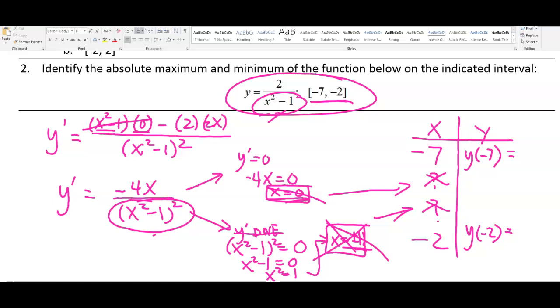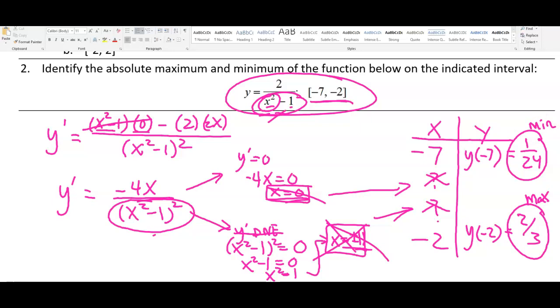Alright, so if I were to plug in -7, that would be 49, take away 1, so that would be 2 over 48, which is 1/24. And if you plug in 2, you're going to get 4 take away 1, which is 3, which is 2/3. 2/3 is bigger than 1/24, so this number here would be your maximum. This number here would be your minimum.